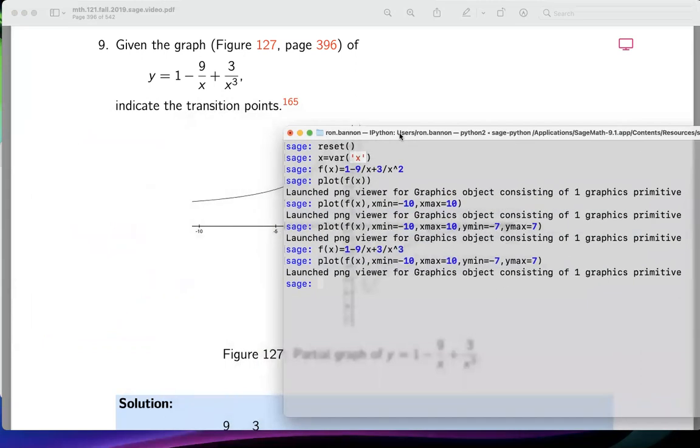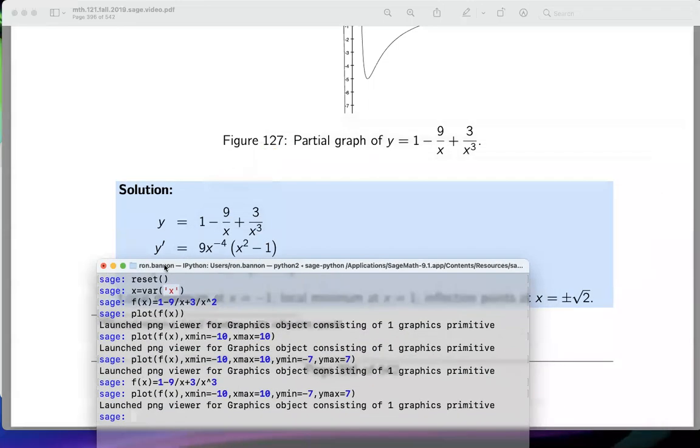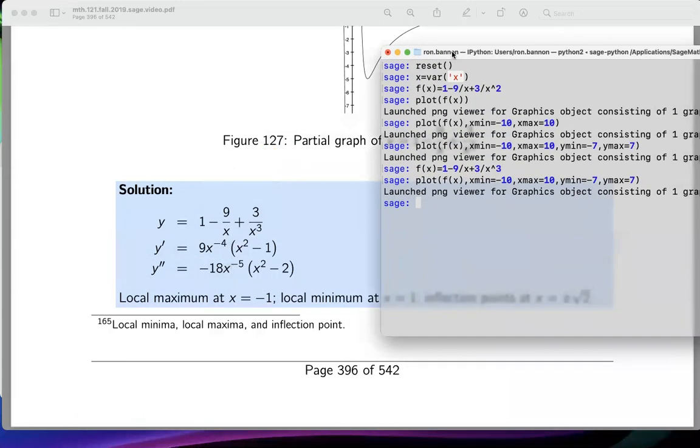And I'm realizing I got to do some things over here. Let's point out what we need to do. One thing I need to do is take the derivative. So I'm going to do that. I'm going to say diff, D-I-F-F. You know what? I want to assign it to another function.